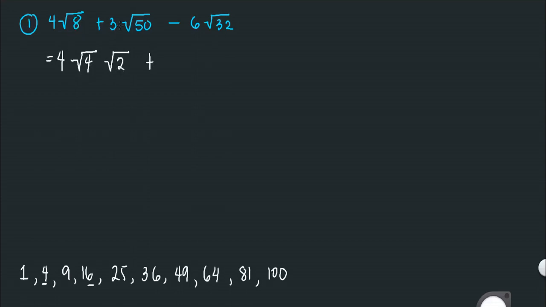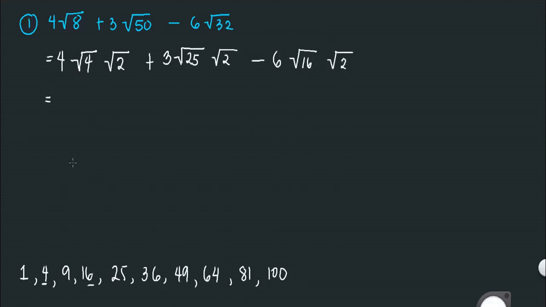Okay? So, for the second term, we have 3. Hanap tayo ng perfect square number. Okay. So, I think 50 is the multiple of 25. 50 divided by 25, that is 2. Okay, 25 times 2 is 50. Next, for the last term, we have 6. Square root of 32 is the multiple of 16. Yes. 32 divided by 16, that is square root of 2. So 16 times 2 is 32.